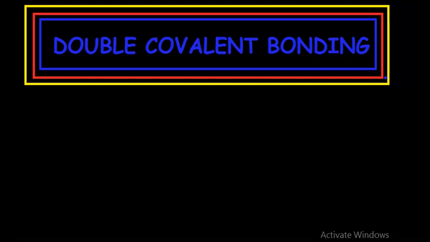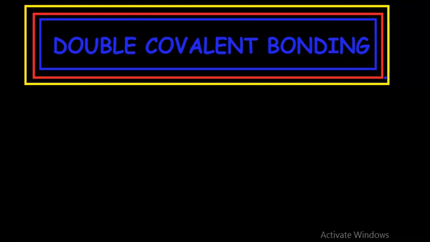In today's video, we are going to be looking at double covalent bonding. Double covalent bonding is the bond that is formed by sharing of two electron pairs between two atoms in which each atom contributes two electrons.